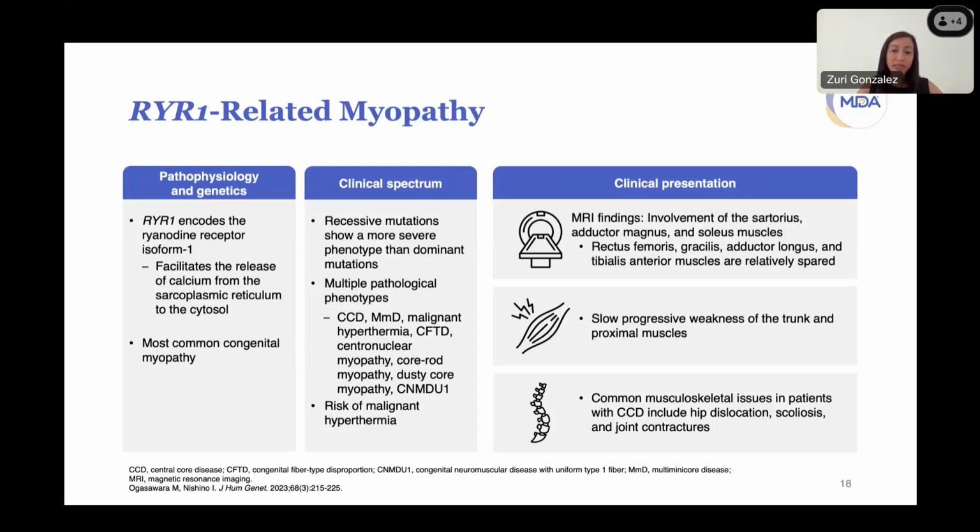Again, the progression of the disease is very slow, and these patients can have, especially the ones with central core disease, hip dislocation, scoliosis, and joint contractures. Again, if we were to do imaging on these patients, we will see some proximal muscles that will be affected, such as the adductor magnus. Distally, we will see also the soleus is affected, but typically the rectus femoris, gracilis, adductor, and the TA will be relatively spared.